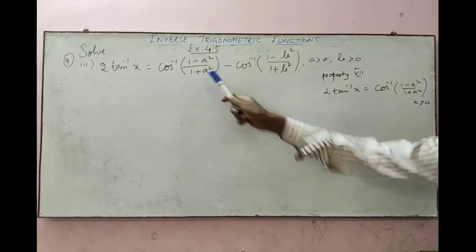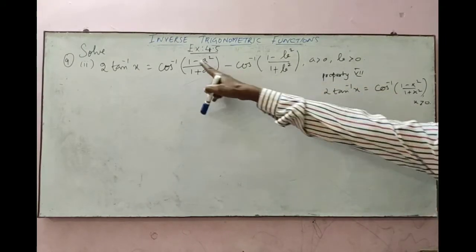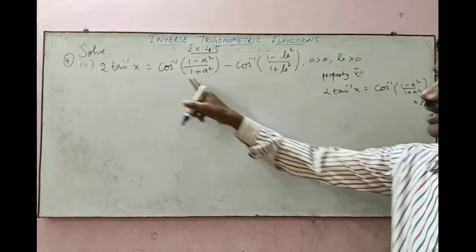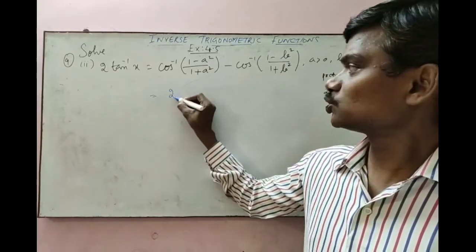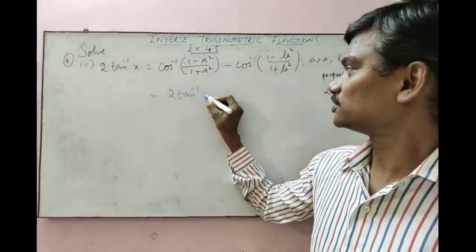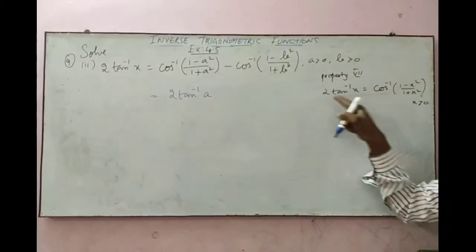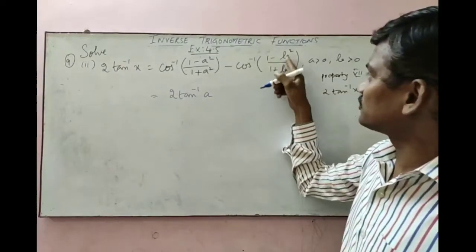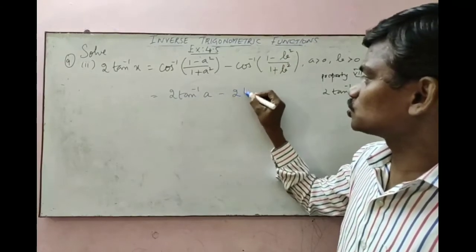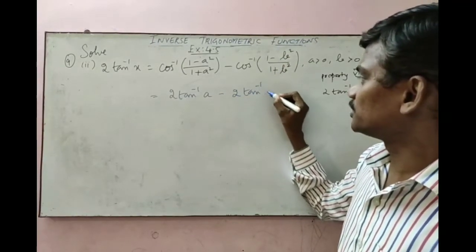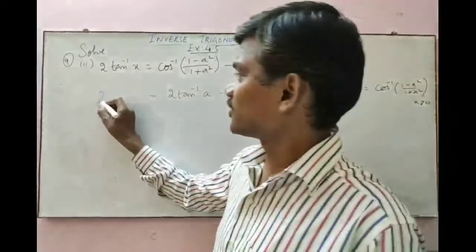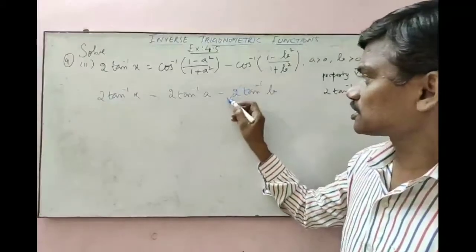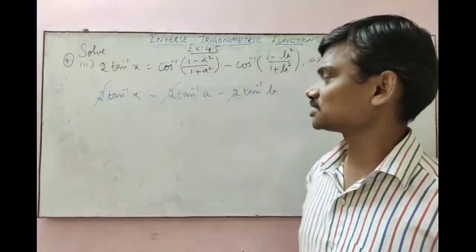So here we have the right hand side as cos inverse of (1 minus a square) by (1 plus a square). Using this property here, you can write this right hand side as 2 tan inverse of a, just like 2 tan inverse of x, instead of x square we have a square. Like that here we have b square, so the answer is 2 tan inverse of b. In the left hand side you have 2 tan inverse of x. Here 2 is common in all the terms, so I am going to cancel that 2.